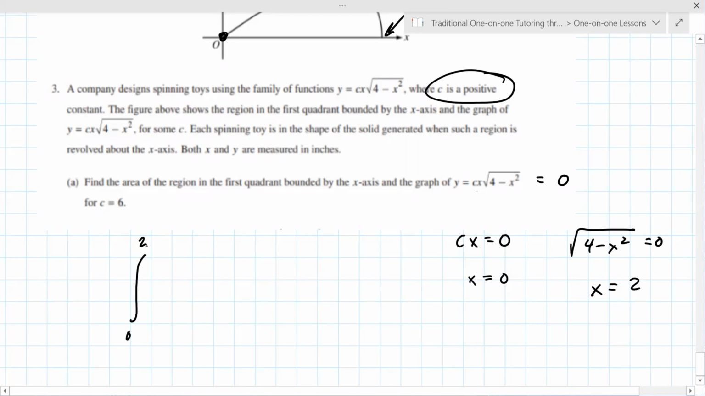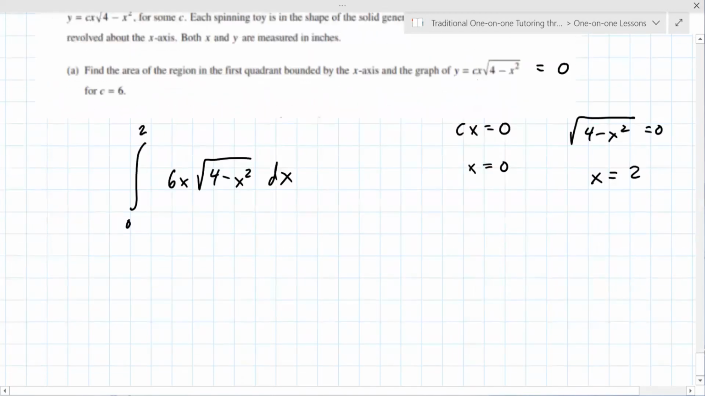Area is top minus bottom. So that's cx, but we know C is 6, so 6x times the square root of 4 minus x squared. The bottom is 0, so we just leave it out. Okay, now this is a better example of a U substitution.